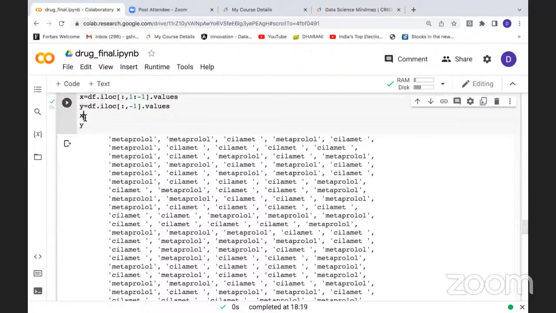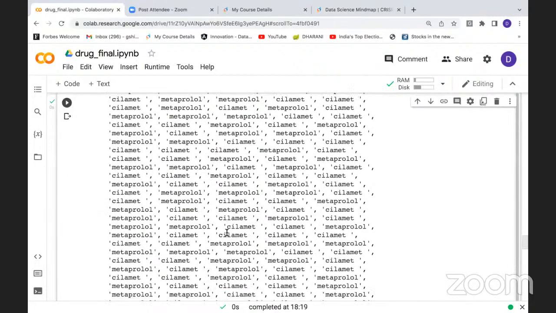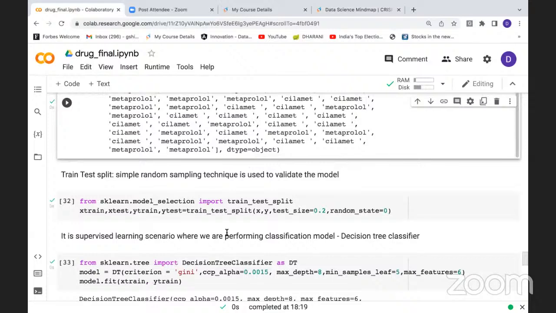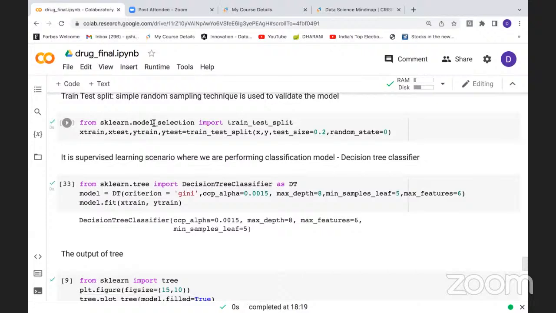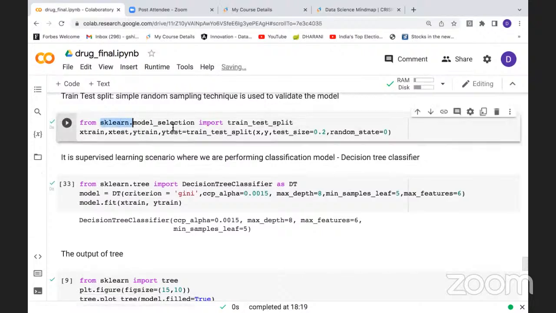Right, this is X and this is Y. It's a binary scenario, either this drug or that drug. When your situation is that you want to toggle between only two medicines, this works good. Now I'm using from sklearn.model_selection.